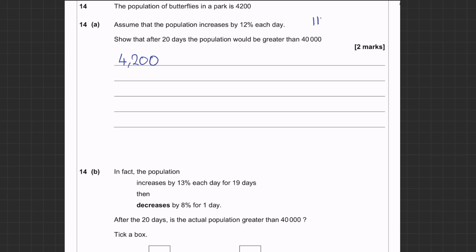So we'll have 112% in the second day, and then 112% of the third day compared to the second day. So we're timesing it by 1.12. Now that's the amount if you're timesing it to find the amount in the second day, but we're trying to find out the amount after 20 days. So it's times 1.12 times 1.12, 20 times. So we're doing 1.12 to the power of 20. And that will give us a value of 40,514. So we've now shown that after 20 days, the population would be greater than 40,000 by exactly 514.